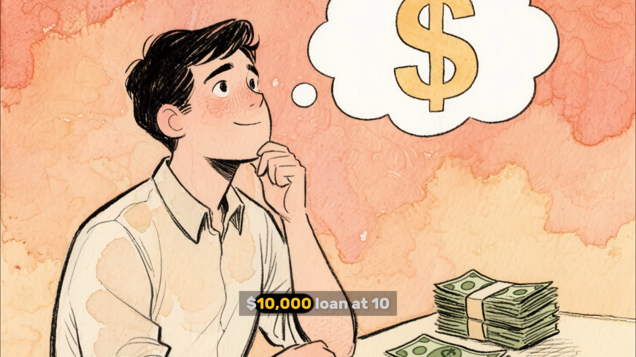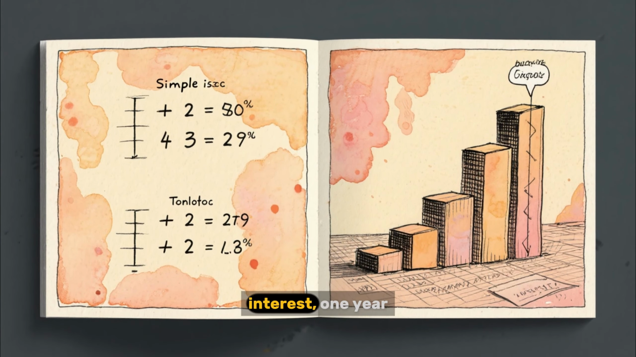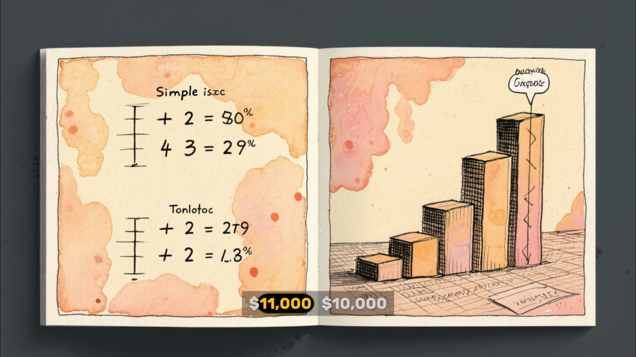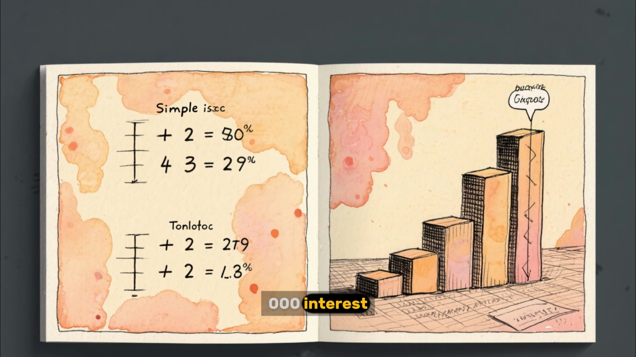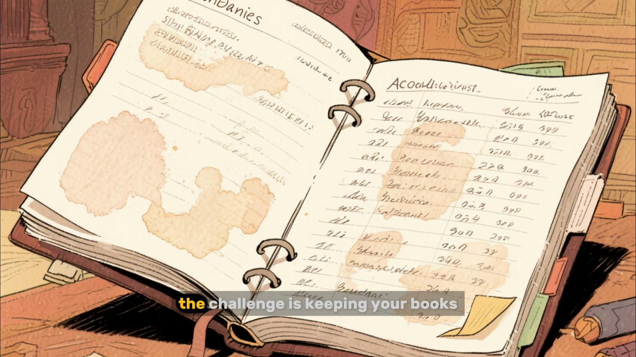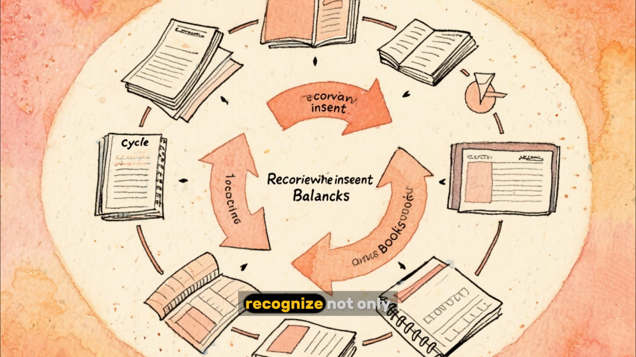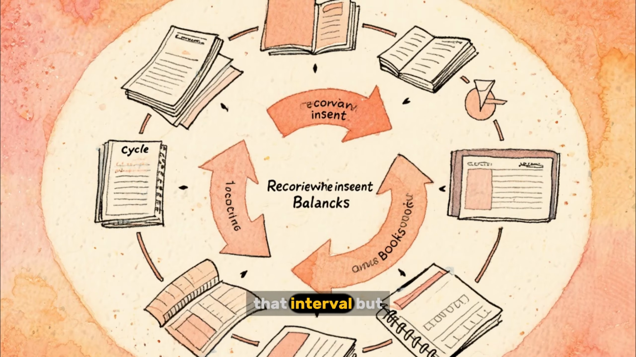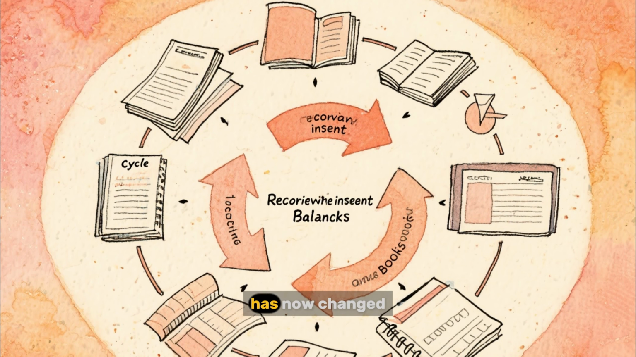Imagine you take a $10,000 loan at 10% annual interest, compounded monthly. Under simple interest, 1 year later, you'd owe $11,000, $10,000 principal plus $1,000 interest. From an accounting perspective, the challenge is keeping your books in step with that growth. Each period, you have to recognize not only the interest for that interval, but also the fact that the balance, your principal plus prior interest, has now changed.